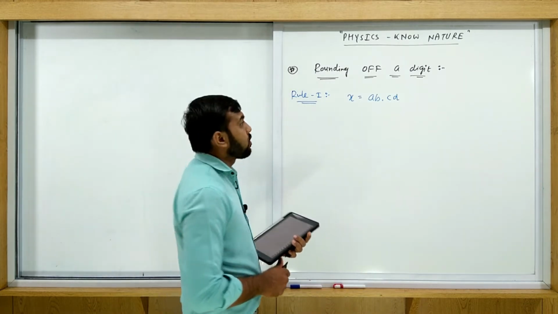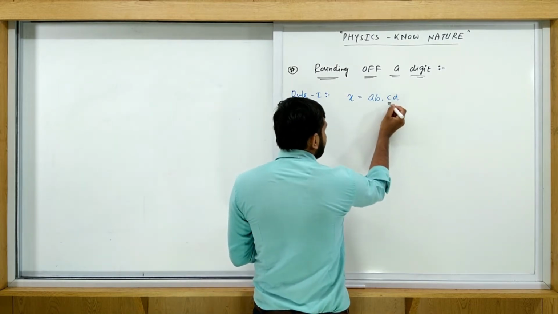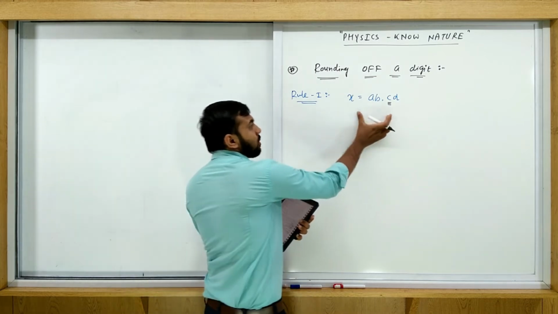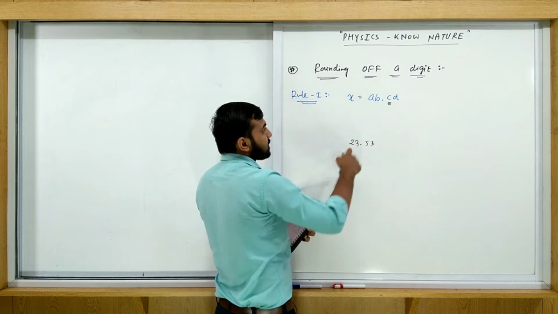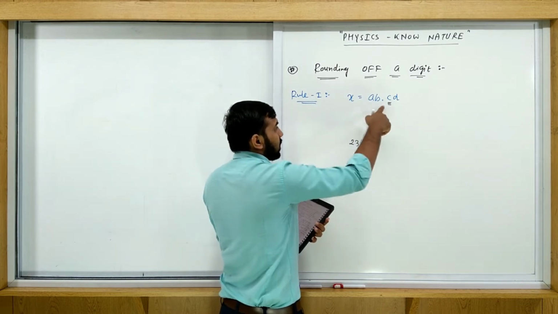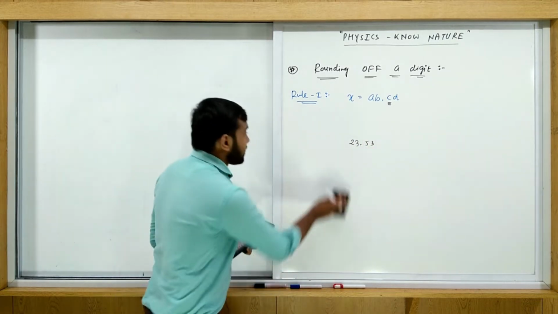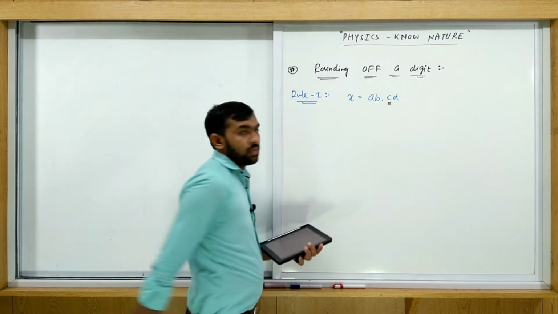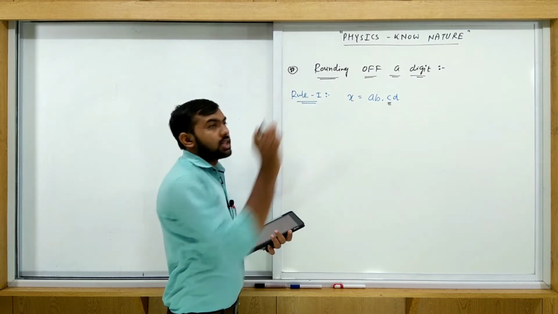If x is equal to ab.cd, then you must round off a digit. Suppose you want to round off this c. This is one number, like 23.53, where 2 represents a, 3 represents b, after the decimal point 5 is c, and 3 is d. Do you understand? Now, suppose you have to round off the digit c. Then the rule of rounding this c depends on d.